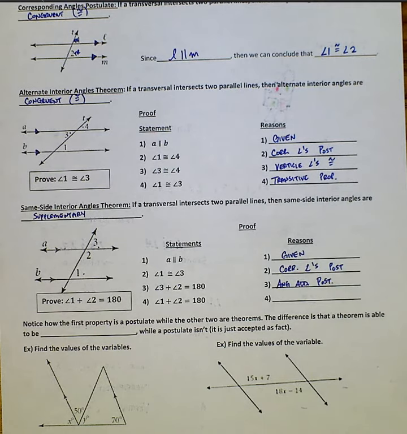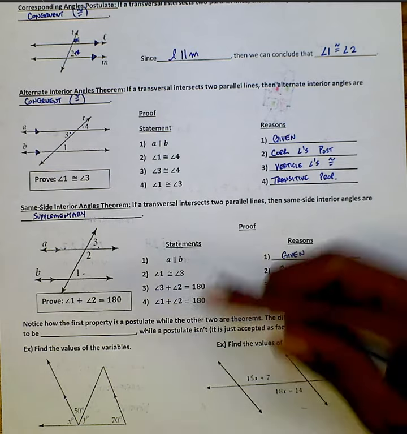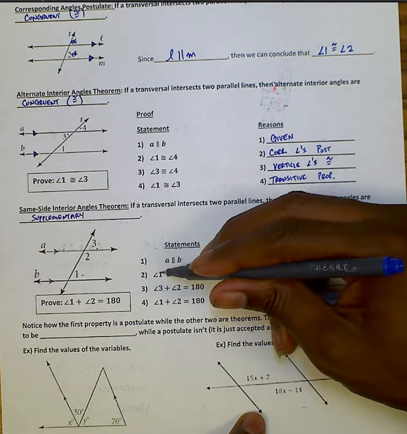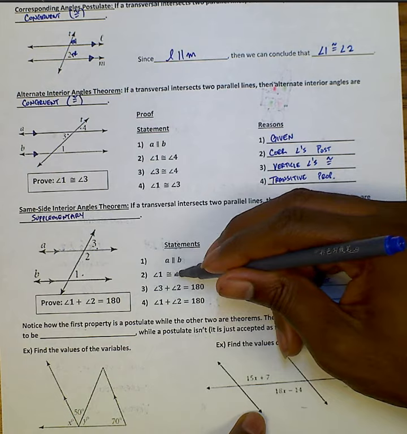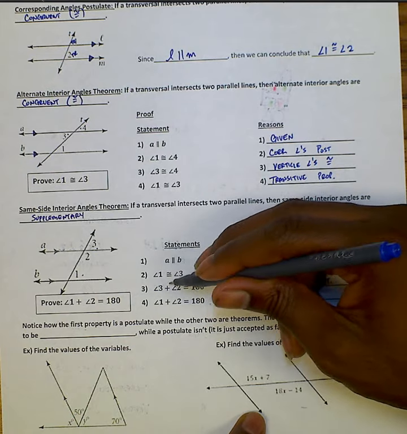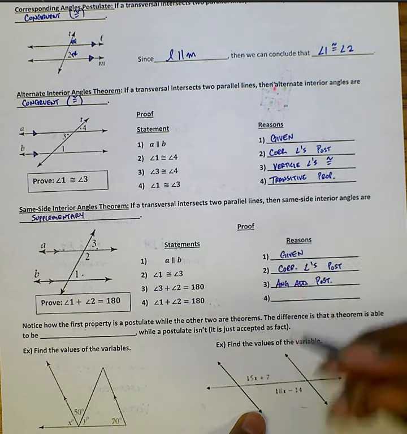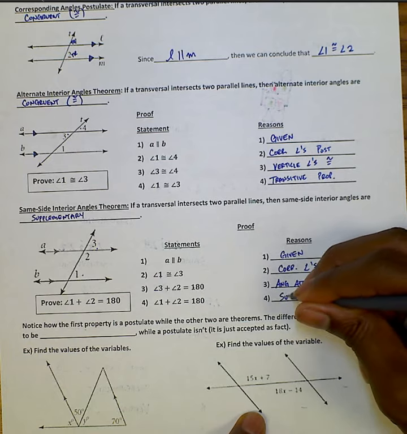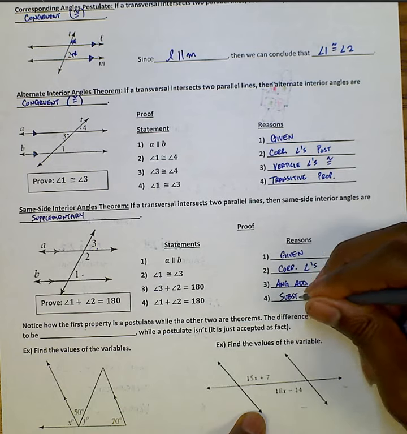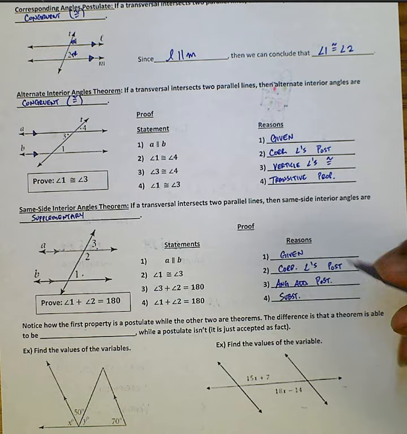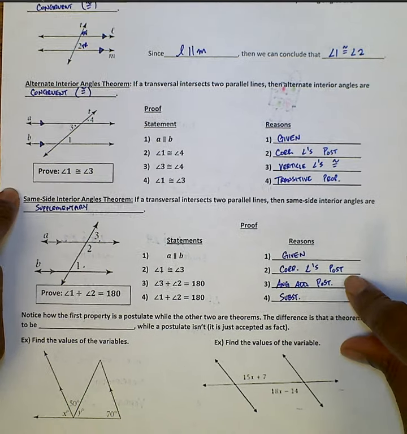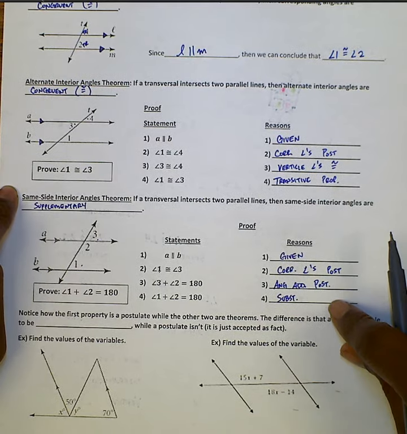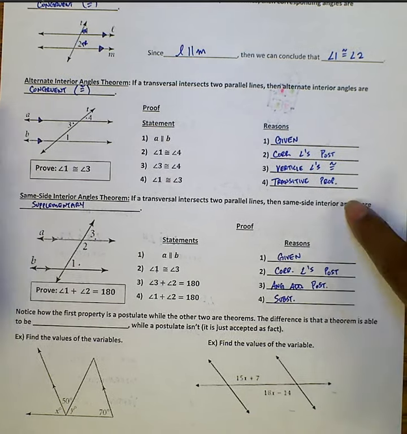And then it says that angle 1 plus angle 2 is 180. Well, here, notice that what we did was, we said that angle 1 is congruent to angle 3. We said angle 3 plus angle 2 is 180. And now, since angle 1 is congruent to angle 3, we can just substitute. So now we're just substituting. Again, because we're proving the same side interior angles theorem here, we are not going to use same side interior angles as any of our reasons, just as we did with alternate interior angles.